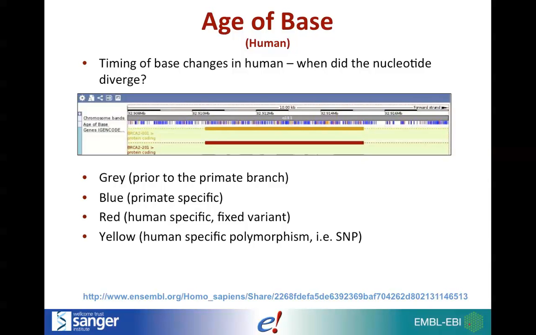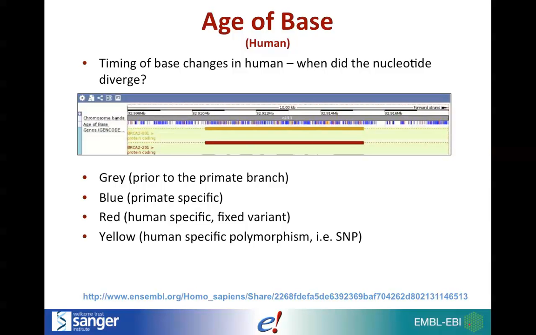I also wanted to talk about age of base. So this is a human-specific track, and basically it tells us when the nucleotide sequence diverged. It's coming from the whole genome alignments across multiple species. So if we look at one position in the genome, we can ask, is that nucleotide the same across all these different species, or is it different? And if it is different in human, when did that difference happen?